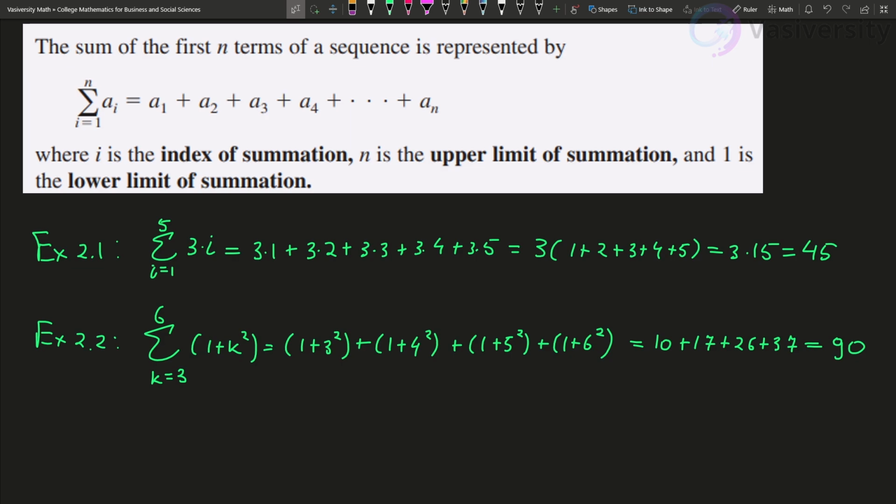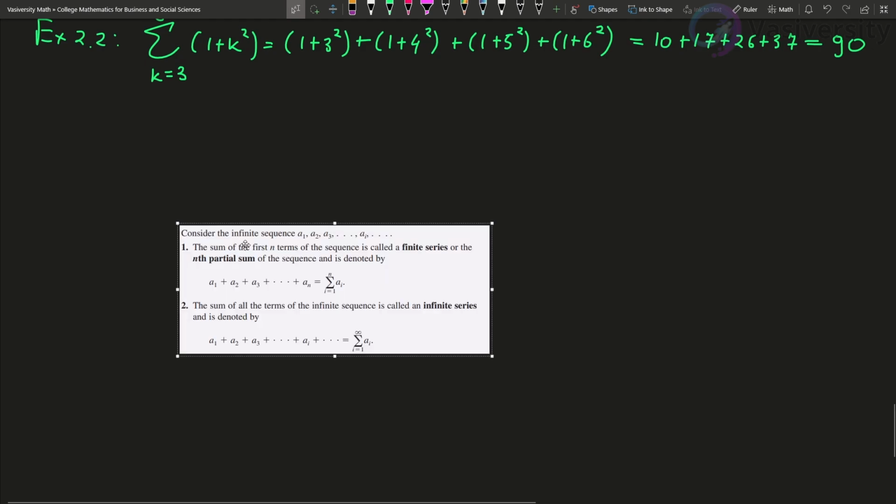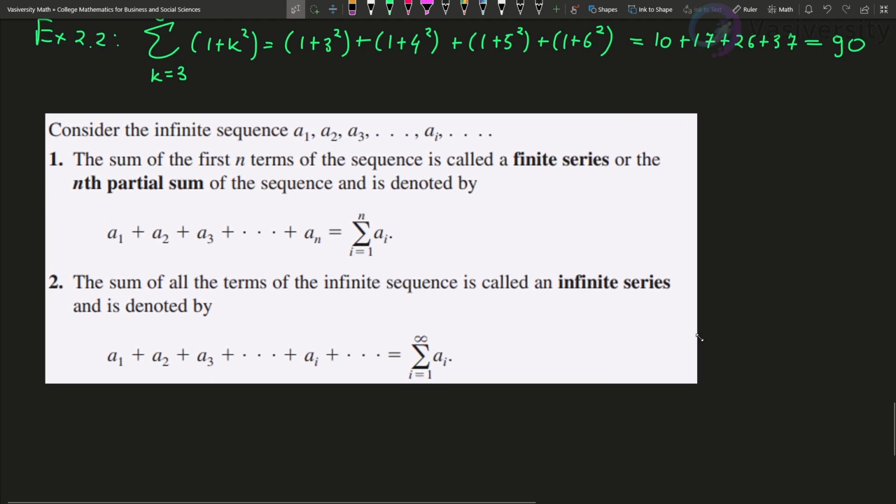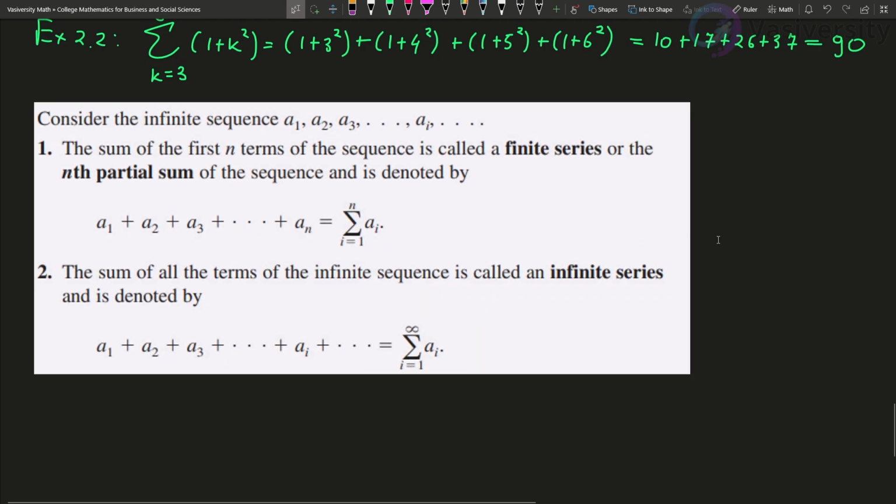So now, a series, right? This was a summation. Now let's go ahead and define series, because series are essentially related to the sum. So now consider an infinite sequence, right? So the sequence doesn't have an end, essentially. The sum of the first n terms of the sequence is called a finite series or the nth partial sum of the sequence, and is denoted as the following. That's what we did previously as the summation. Then the sum of all terms of the infinite sequence is called an infinite series, and is denoted as this. So now we have an infinite amount of components.